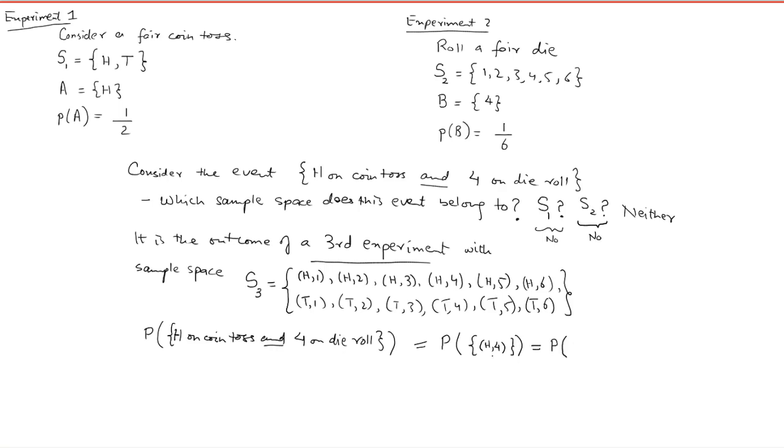Sometimes you just write it like this. This is an abuse of notation. Technically, you should have these curly braces because you want to have a set over here. But sometimes we abuse notation and we write it in short form. But you should understand what this means. Another way of saying this is probability of head intersection 4. This might also be an abuse of notation, but this intersection just replaces the and: probability of head on coin toss and 4 on the die roll.